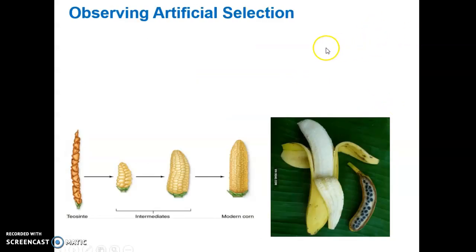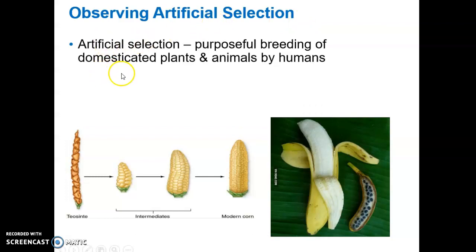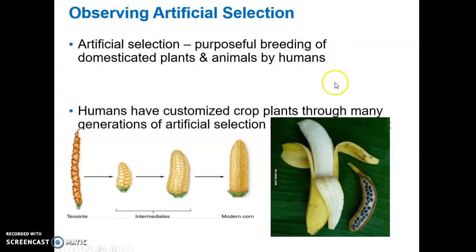Okay, other types of selection: artificial selection. Humans have been pushing the evolution of agricultural plants for literally thousands of years through selective breeding. Since it's humans choosing the desirable traits that they want to plant or breed in terms of animals, this is referred to as artificial selection, as opposed to natural selection that would occur in the wild without human interference. So artificial selection is the purposeful breeding of plants and or animals by humans. And again, we've been doing that for thousands of years.